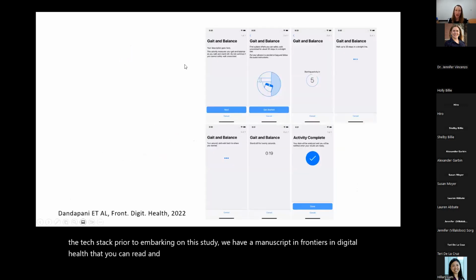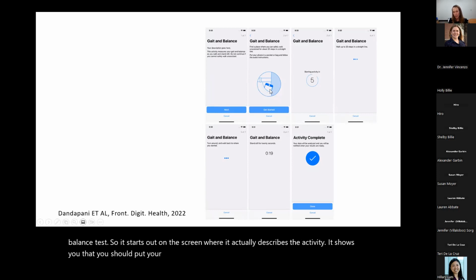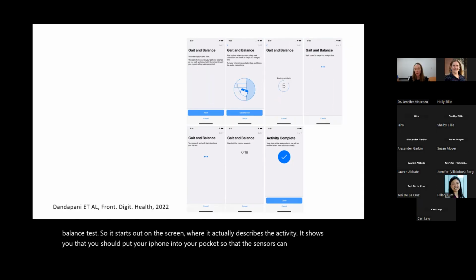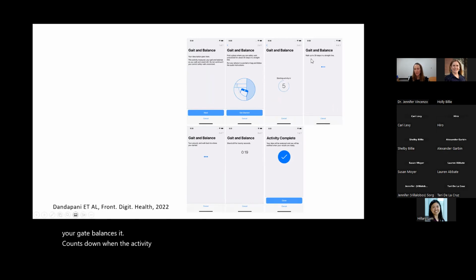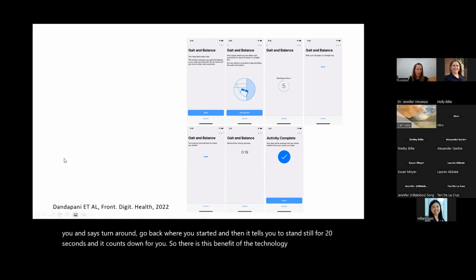And here are the screenshots that I promised you of the gait and balance test. It starts out on the screen where it actually describes the activity. It shows you that you should put your iPhone into your pocket so that the sensors can pick up how your gait and balance is. It counts down when the activity starts. It tells you to walk up to 20 steps, and then it buzzes you and says, turn around, go back where you started. And then it tells you to stand still for 20 seconds and it counts down for you. So there is this benefit of the technology telling you exactly how to do these measures.